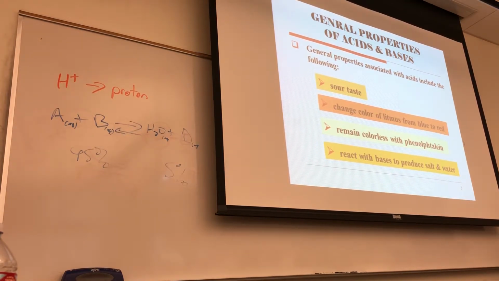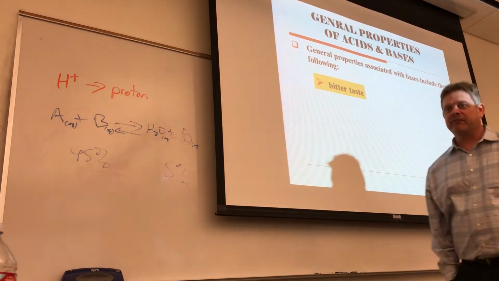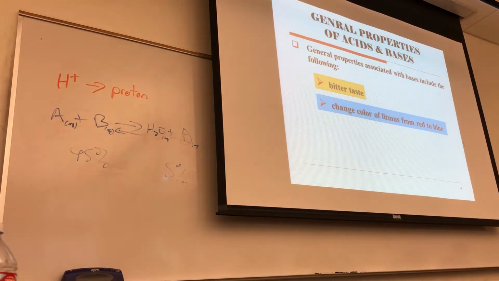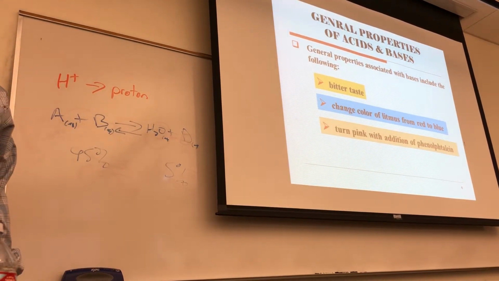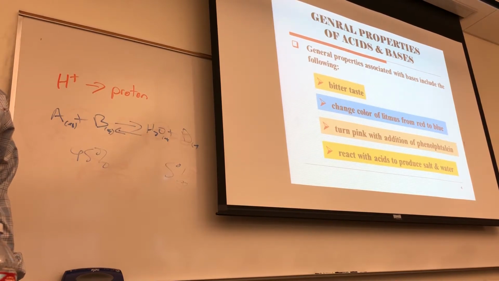That should be extremely obvious. I guess these are very basic properties that you already know of acids. And now here are the ones of bases, slightly different in terms of taste, bitter taste. I hope you're not tasting too many of them. Change color, litmus from red to blue, as we just described, turns phenolphthalein pink, and reacts with acids to produce salt and water. Same thing, very complex, right?